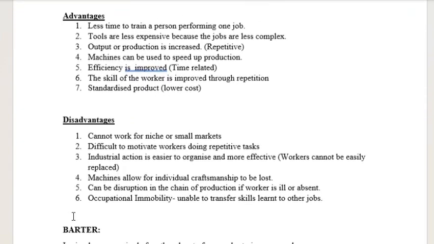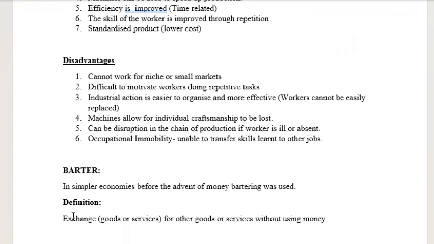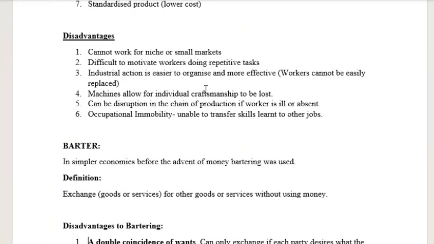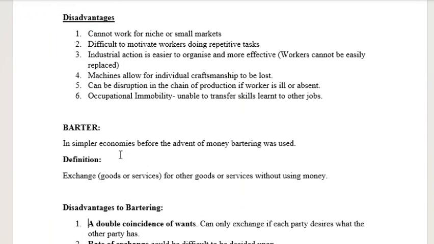Now the disadvantages. Specialization cannot work for niche or small markets. It is difficult to motivate workers doing repetitive tasks. They're doing it over and over again. It becomes monotonous and boring. Industrial action is easier to organize and more effective. Workers cannot be easily replaced. Machines allow for individual craftsmanship to be lost, and the chain of production can be disrupted if a worker is ill or absent. Occupational mobility: unable to transfer skills learned to other jobs. So you can't really move a lot of places. For example, if you're working in one country, you might not be able to be flexible and work anywhere you like to go and work abroad.